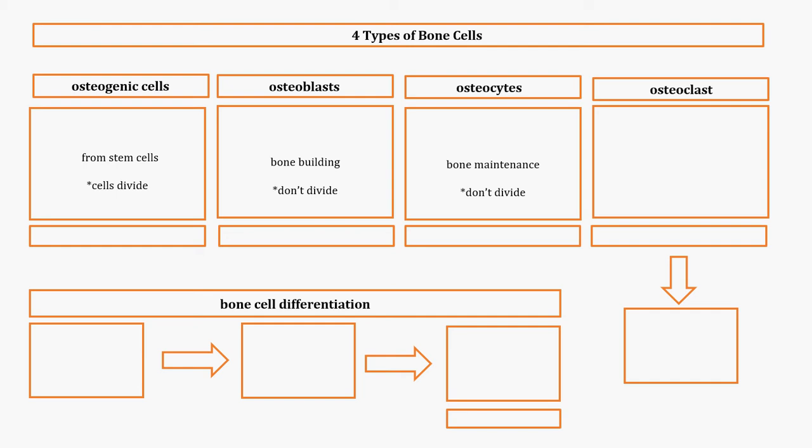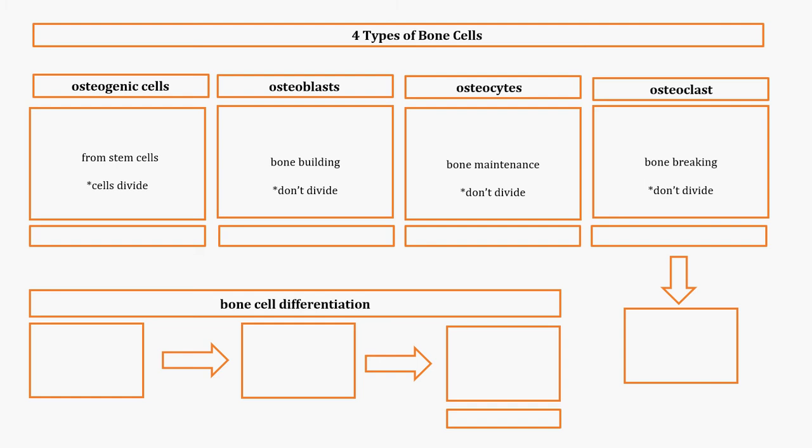Osteocytes are related to bone maintenance, meaning this is the stage when the bone cell is just functioning. It's just doing the regular day-to-day activity, and it's not dividing, and it's not creating new bone, and it's not tearing down bone. It's just sitting there like a security guard, just doing the day-to-day routines of the bone cell. The osteoclast is bone breaking.